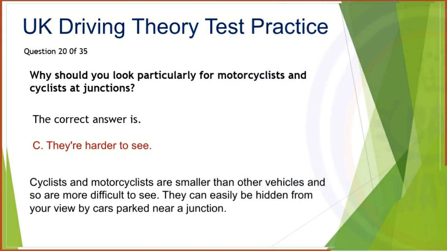Cyclists and motorcyclists are smaller than other vehicles and so are more difficult to see. They can easily be hidden from your view by cars parked near a junction.